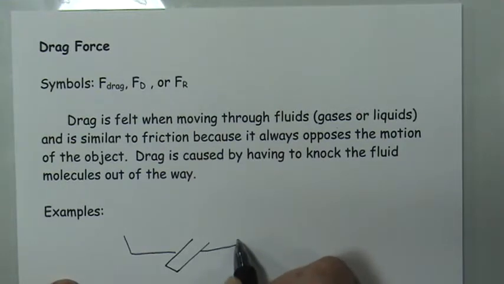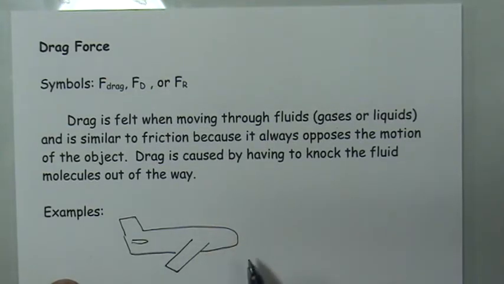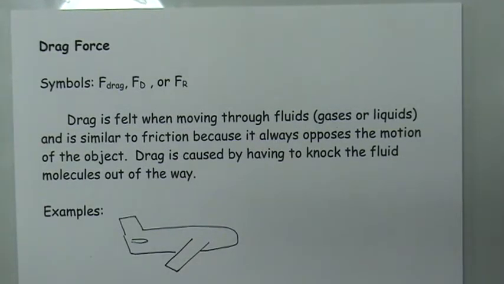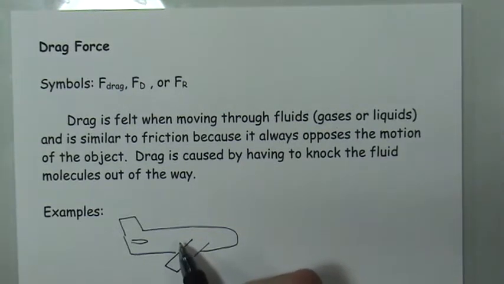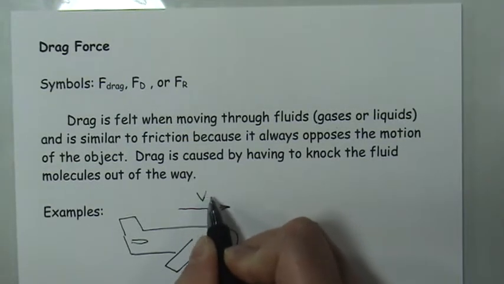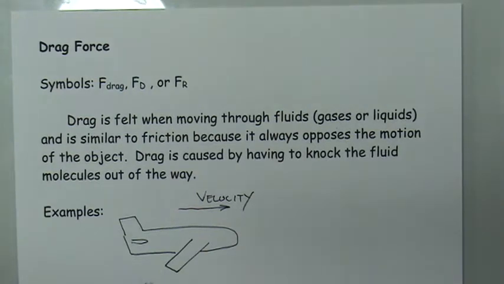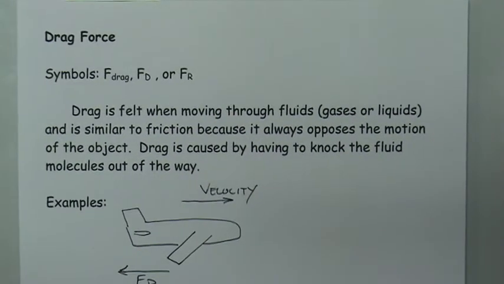One place where I'm going to focus is an airplane. The reason I want to focus on the airplane is because there is no frictional force there on the outside of the airplane. The airplane is not rubbing against any solid surface, so there is no frictional force, but there is a drag force. If we assume the airplane is traveling with a velocity to the right, then the drag force will oppose it, moving towards the left.